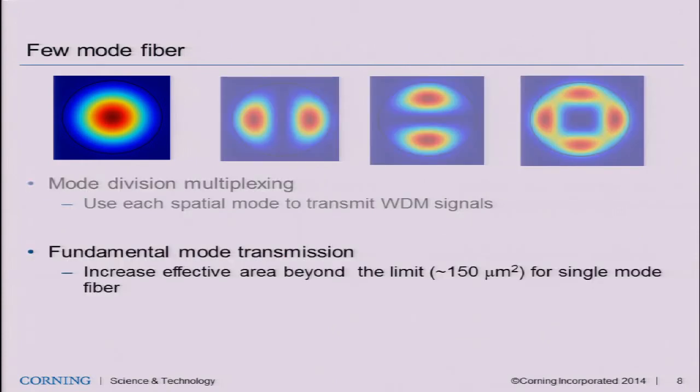Another application, actually, I think this application we can use now with current transmission systems. We just use the fundamental mode for transmission. The nice thing about few-mode fiber design is that you can make the fundamental mode effective area much larger, beyond the 150 micron squared limit I just mentioned. You can make effective area, for example, over 200, maybe even over 300.